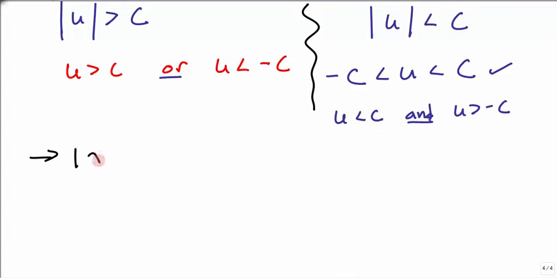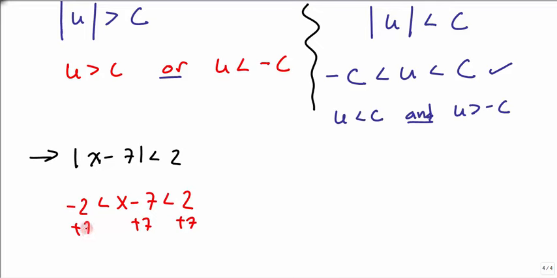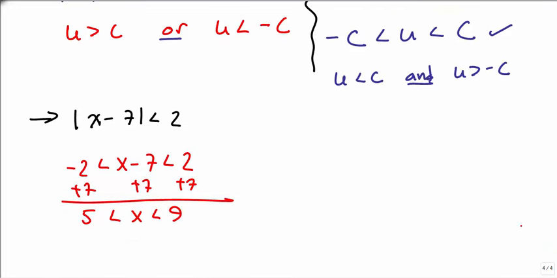Let's look at the absolute value of x minus 7 is less than 2. Okay, well this is the less than case. So the less than case, I always look at this and it kind of points to the left. And so that's telling me to take the c and negate it to the left. So I take the negative 2 less than x minus 7 less than 2. And then to solve, we'd add 7 to each part. Negative 2 plus 7 is 5, less than x less than 9. So this means x is between 5 and 9. So that's my solution.